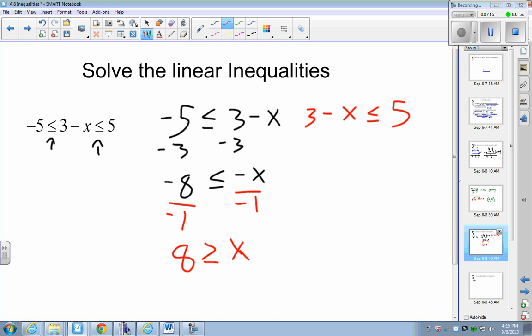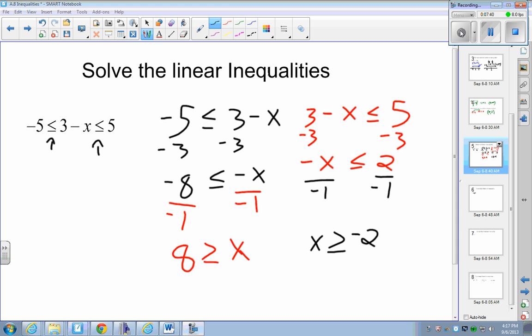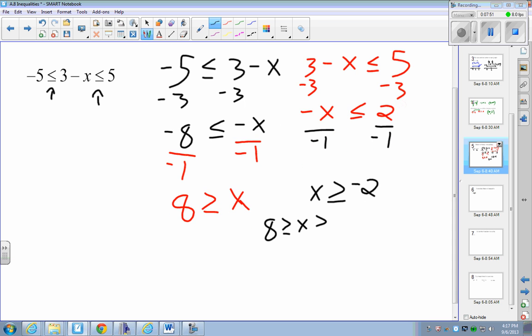Perfect. And that's where we left off with that one. Now let's move on to this one to the right. So first, subtract by 3, subtract by 3. Okay, now we divide by that -1. Now let's combine the two. So then we'll have 8 is greater than or equal to x, and x is greater than or equal to -2.